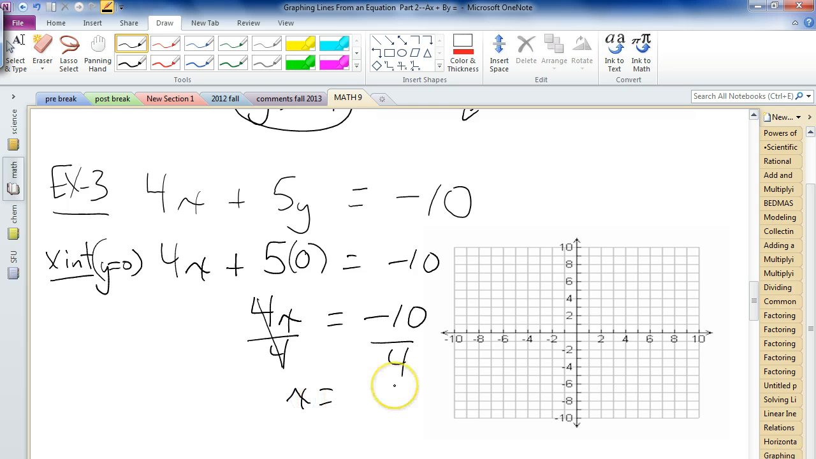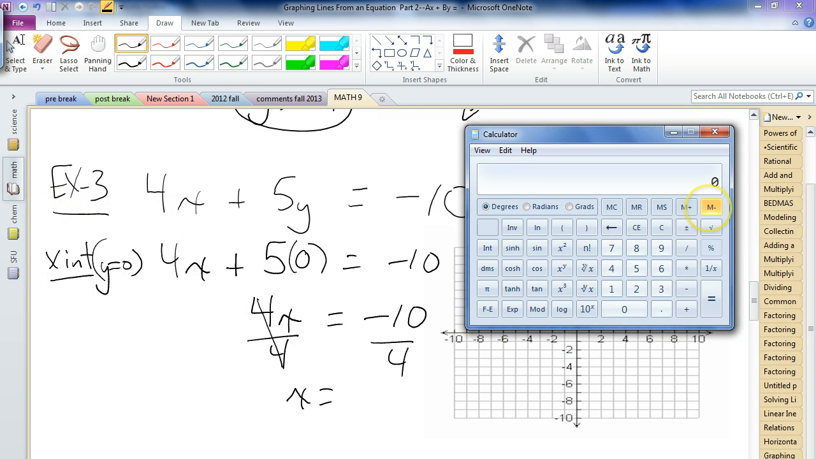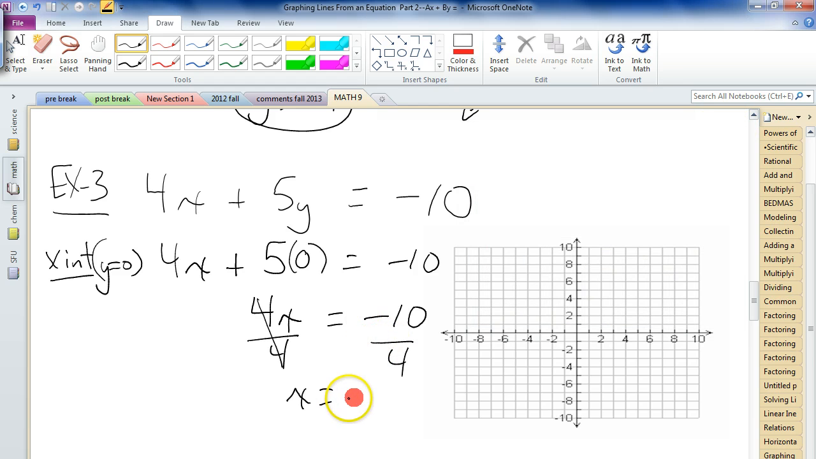X is equal to 10 divided by 4. And if you're that afraid of what 10 divided by 4 is, having to figure it out, it's 5 over 2, which is 2.5. Or use a calculator. 10 divided by 4 is 2.5. Negative 2.5, right? Because the signs are different, negative, positive. So it's negative 2.5. Don't be afraid of decimals. They can happen once in a while. So our x-intercept is negative 2.5, comma 0.